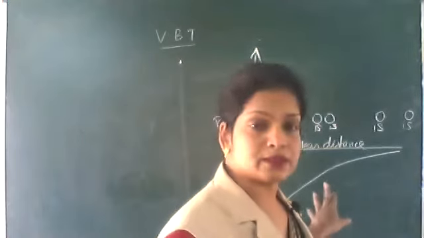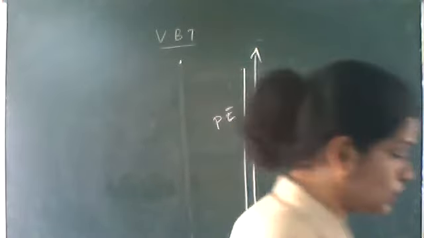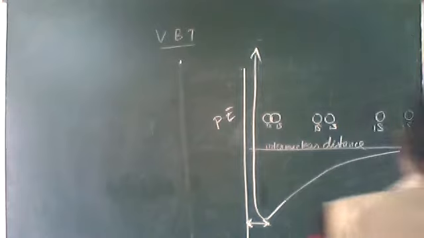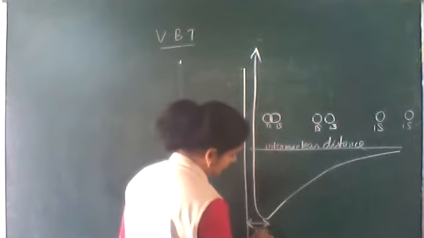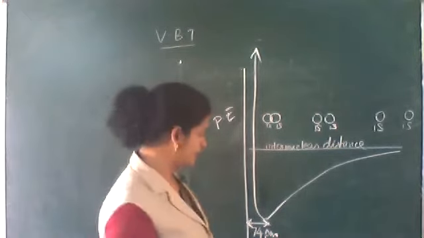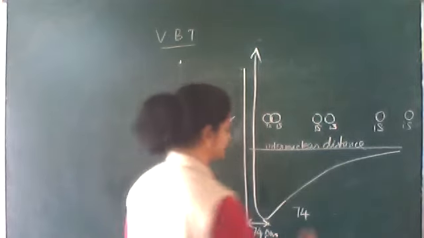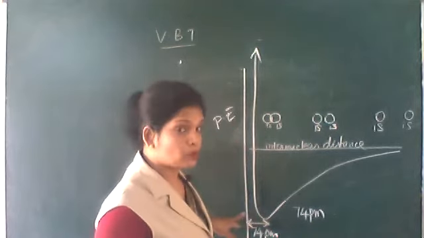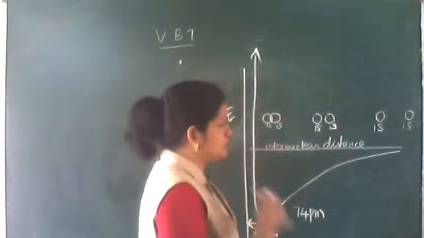So you write, this is the potential energy diagram for hydrogen. Here you write 74 picometer. This is the bond length, 74 picometer. This much distance is the bond length. So this is the potential energy diagram.